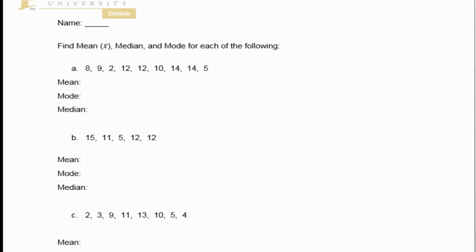Welcome to a walkthrough of Worksheet 3 on Central Tendency. Today we'll be finding mean, median, and mode. First thing that we're going to do on our worksheet is find mean. Mean is the mathematical average.